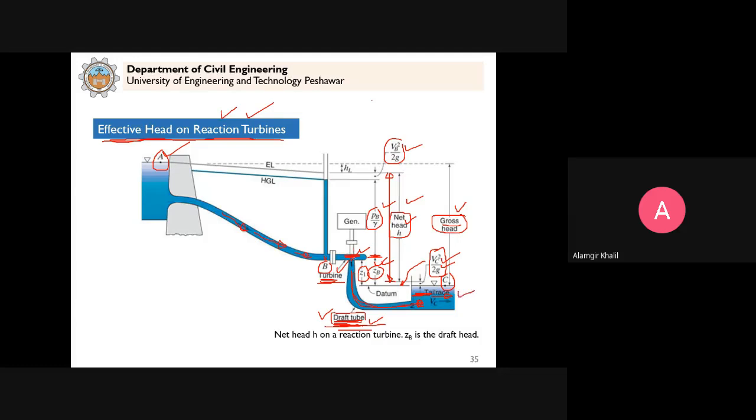And why do we need to place the turbine above the tail race? Because we need it for inspection purposes. Even if this wheel is submerged in this water here, still no problem, the turbine will still work because it is already submerged in water. But we want to place it above the tailwater for inspection purposes so that we can easily inspect the turbine.